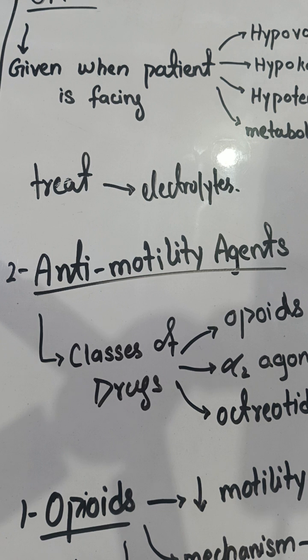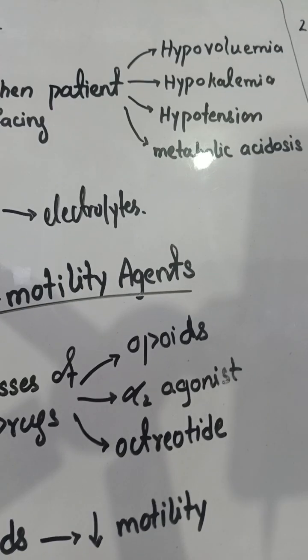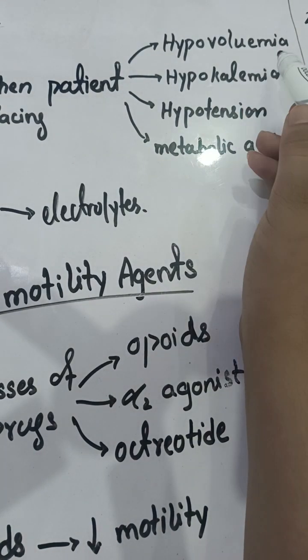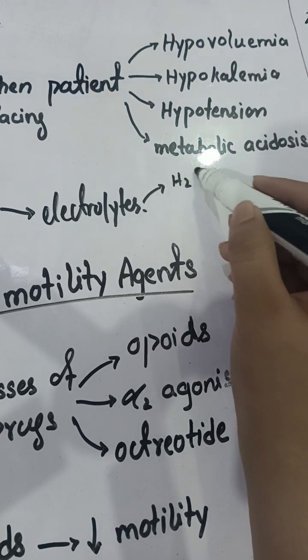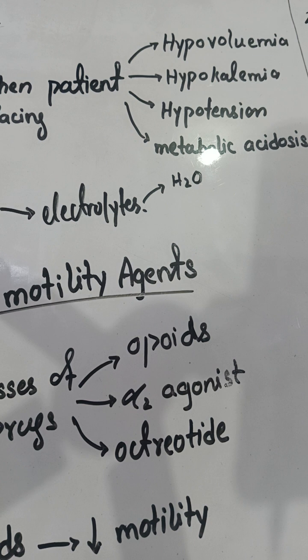So, what kind of electrolytes will you give? Let's consider if a patient has hypovolemia, meaning a decrease in volume, you will increase their water absorption. You will ask the patient to drink more and more water.